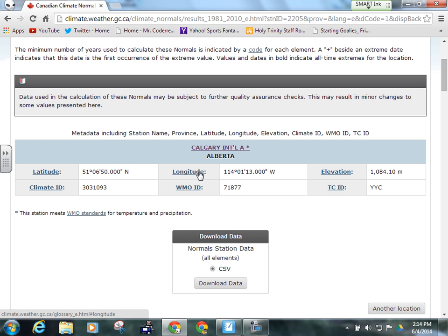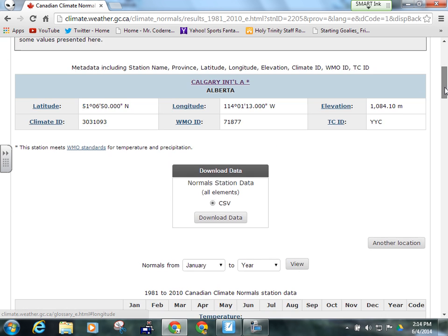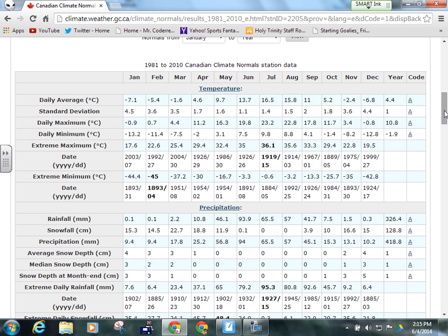Now you've got a couple of options in terms of the data. If you wanted to plug this into Excel and try and graph it that way, you can download the data as comma-separated values, CSV, and it'll put it into Excel for you, and then you can try and graph it. Or you can just go down a little ways further, and you'll get the same information that's on the sheet I gave you, but much easier to read.